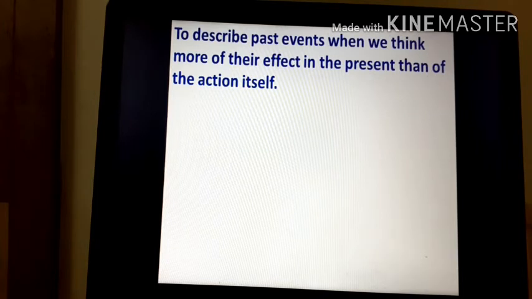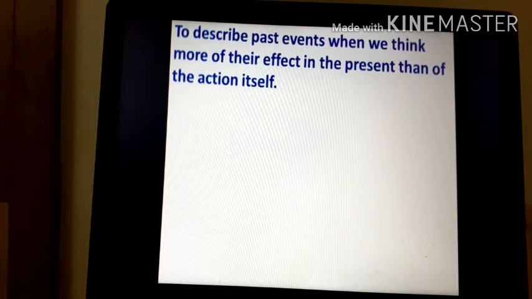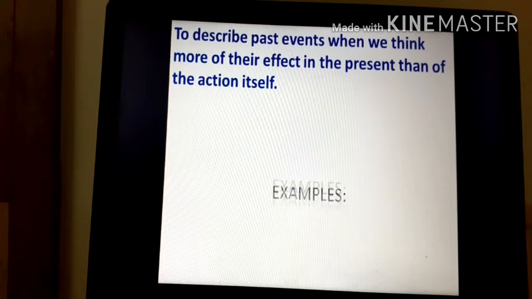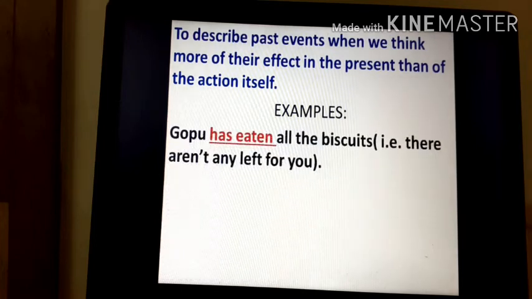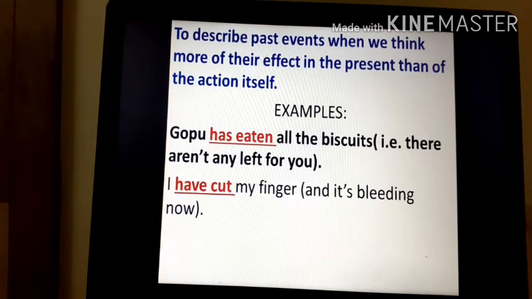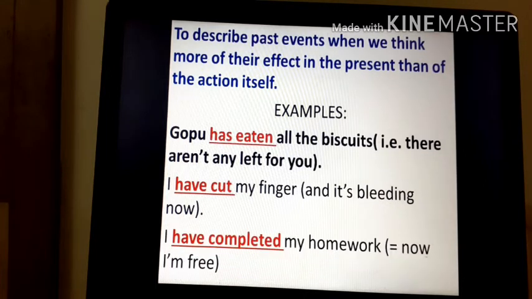Present perfect tense is also used to describe past events when we think more of their effect in the present than of the action itself. Let's see some examples. Gopu has eaten all the biscuits. I have cut my finger. I have completed my homework.